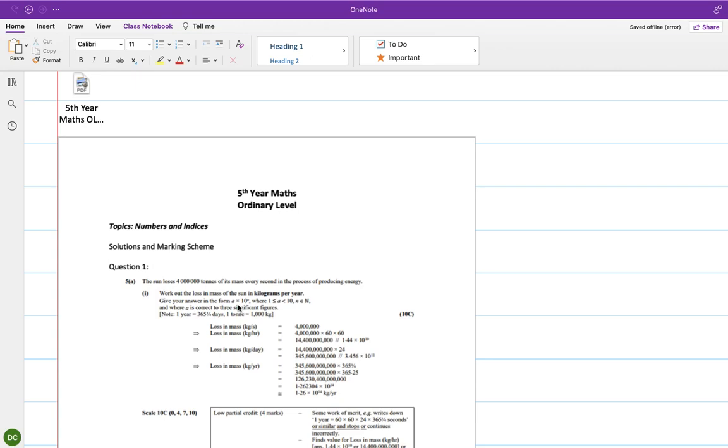So I'm going to go through the solutions to this. This is the marking scheme, but some of the questions came from the book, so the marking scheme isn't going to be a huge amount of help.